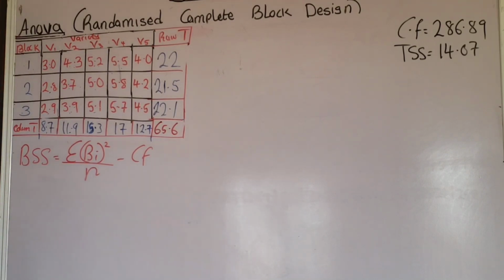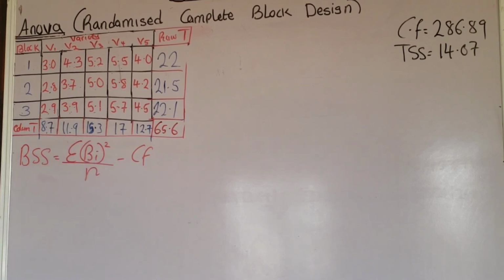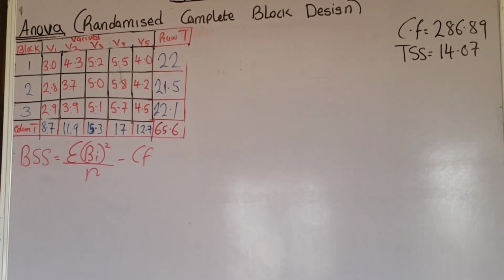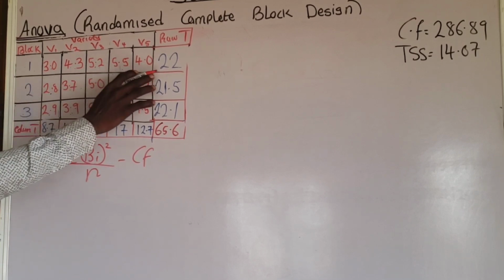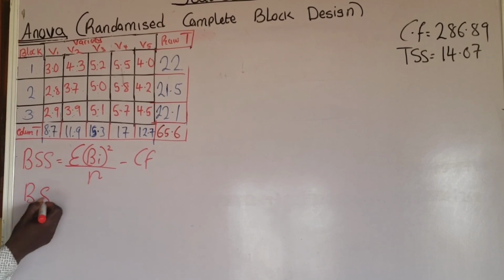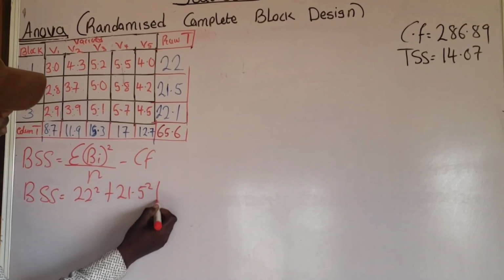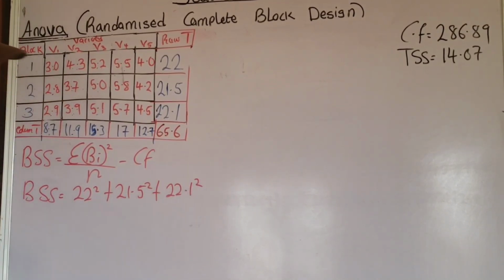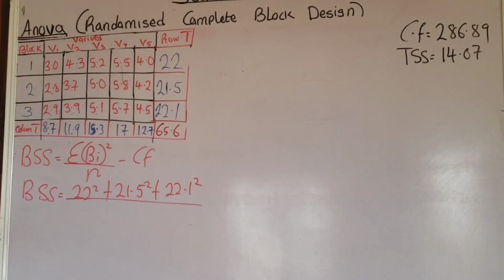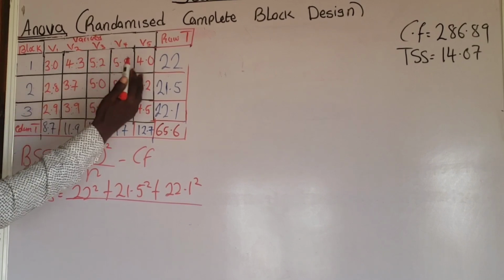The next parameter that I want to calculate is the block sum of squared. And I gave you this formula to help you understand how to calculate it, that is summation bi squared all over n minus the correction factor. Summation bi squared means the sum of the square of each block. I have three blocks: block 1, block 2, block 3. And the sum of the first block is 22. So here BSS equals 22 squared plus 21.5 squared plus 22.1 squared. All over the number of times the block repeats itself. The number of times the block repeats itself is 1, 2, 3, 4, 5. You understand?